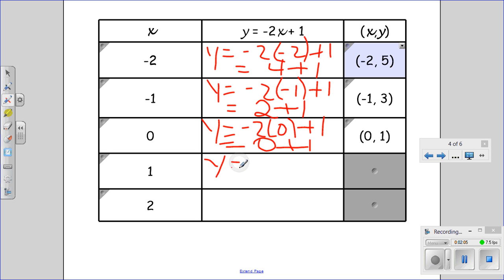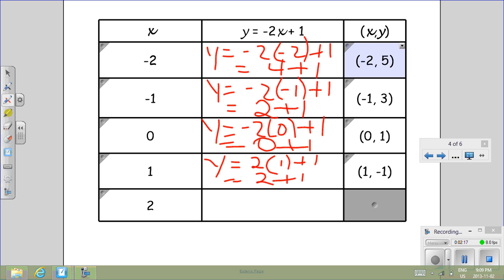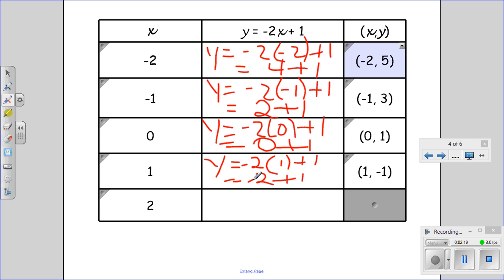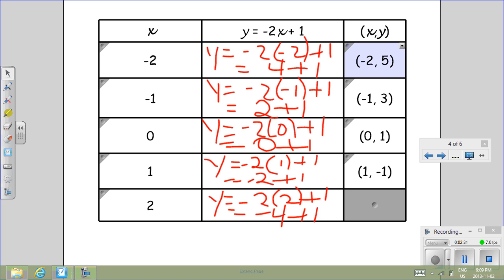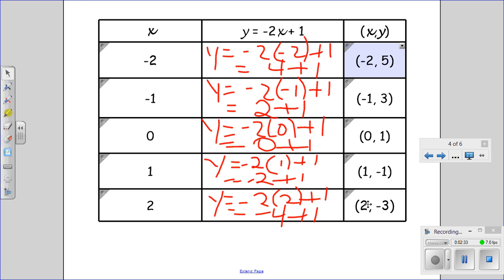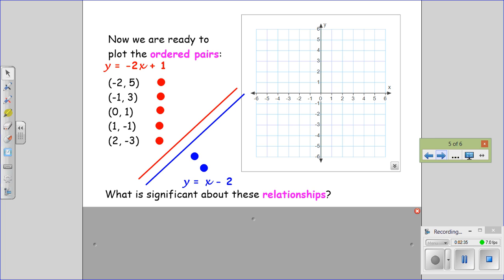We're going to add a couple more just for a bit of practice. -2 times 1 plus 1 is -2 plus 1. Oops, I forgot the negative sign. -2 times 1 is -2, plus 1, so the ordered pair is 1, -1. And finally, -2 times 2 plus 1, which is -4 plus 1, and that gives us the ordered pair 2, -3. So now we can take our points and plot them on the Cartesian plane.